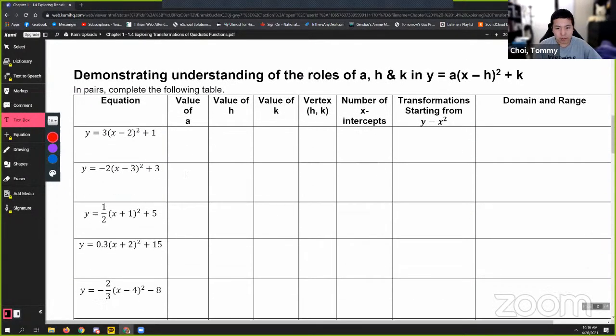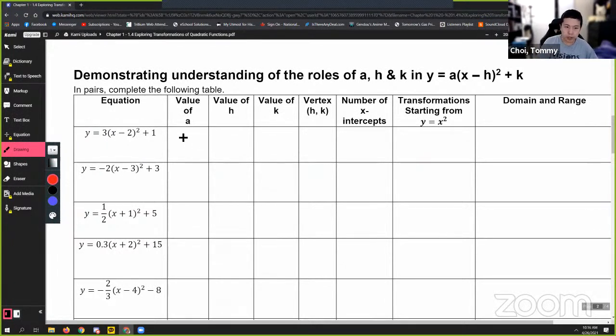What is the value of a in our first equation? 3. Very simple. Right? What is the value of h? Everyone type in 2. Good. Value of k? 1. Which means we can get the vertex here. We have h, we have k, so we do 2, 1. That's our vertex. So having it in this form immediately gives us our vertex, 2, 1.